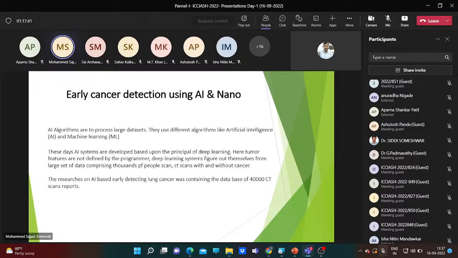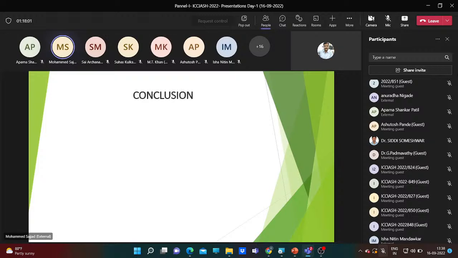When it comes to a large set of data, again, ML will come into the picture, machine learning. A large set of data comprises thousands of people's scans, CT scans with and without cancer, both kinds of data. The research on AI-based early detection of lung cancer can contain a database of 40,000 CT scan reports.